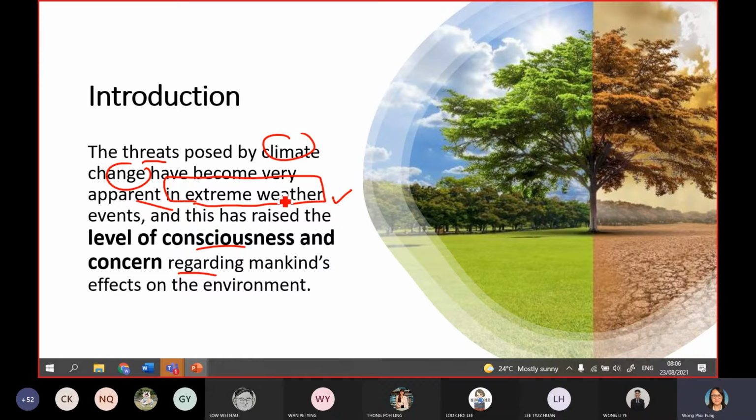Because of that, it raised the alarm for humans to think about why there is climate change, why the weather changes so frequently and makes us uncomfortable. That is what we mean by starting to raise consciousness and concern. What have we done to the environment?